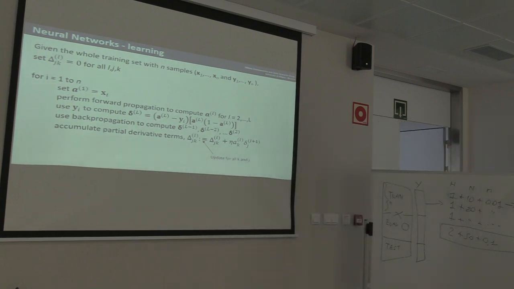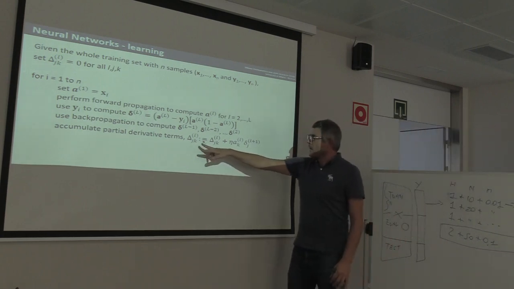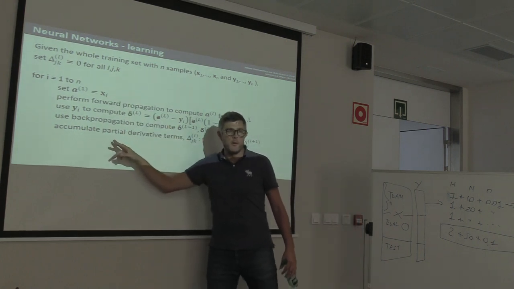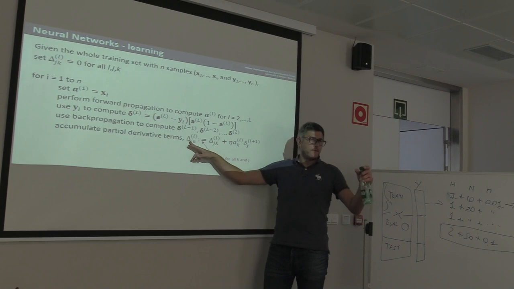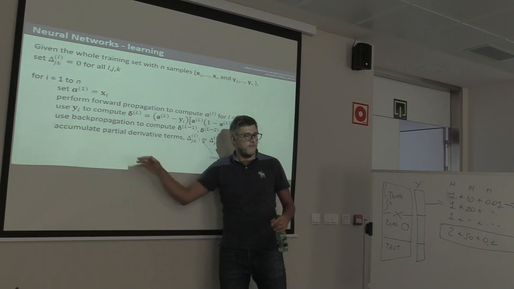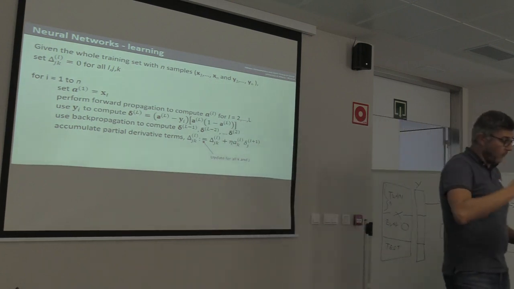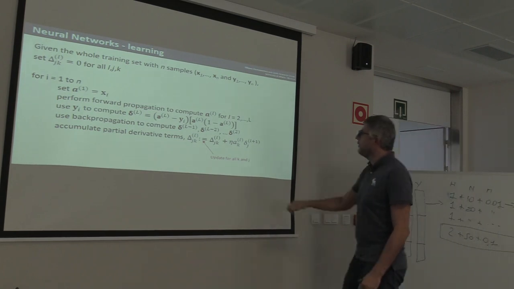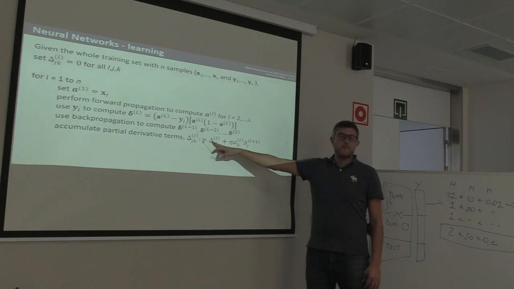So for each sample, we do the same process, and we accumulate all the delta terms which are referred to the weights. We do it for the first sample and we see all these delta errors. And then we do it for the second sample, the third sample, and so on. We do it for all the training samples and then we sum all these delta terms.